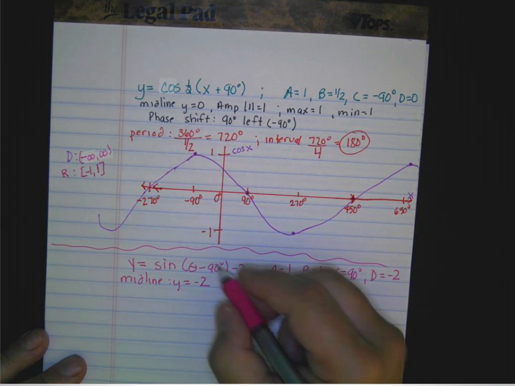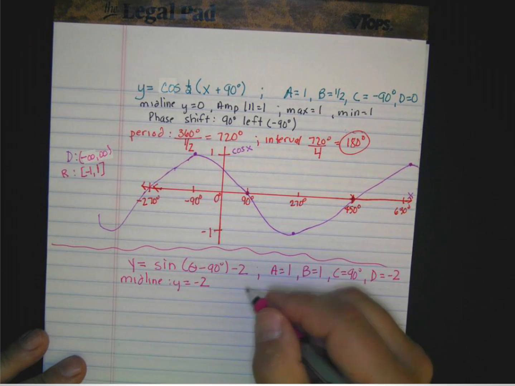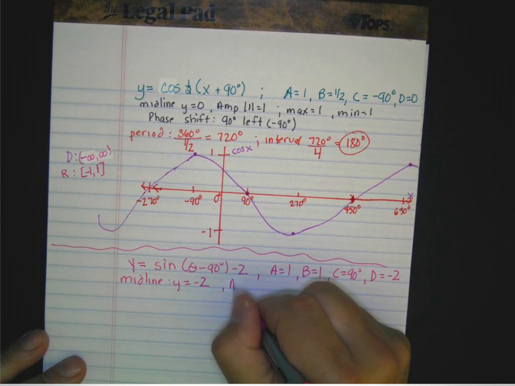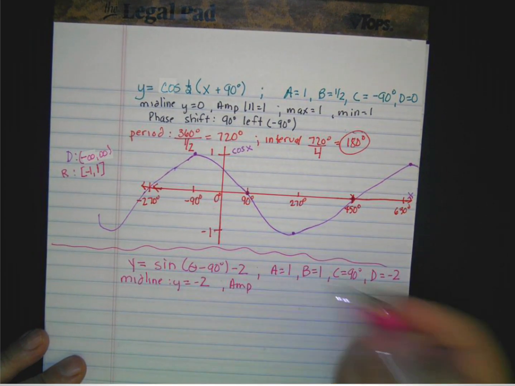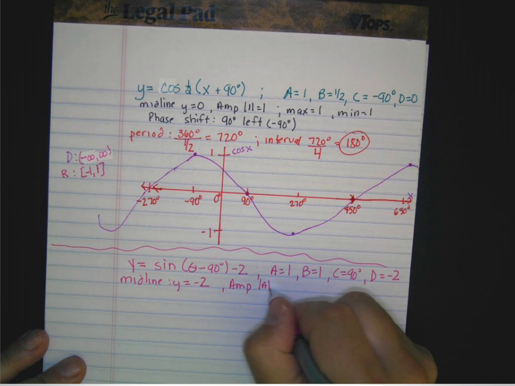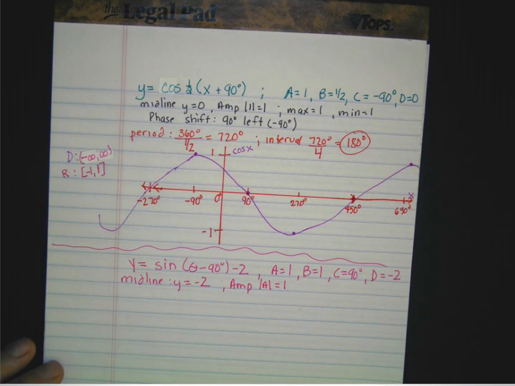All right? Our amplitude is still the absolute value of A, which is 1. Now that's not going to be the highest point, but that's going to be how high the wave is, so to speak.